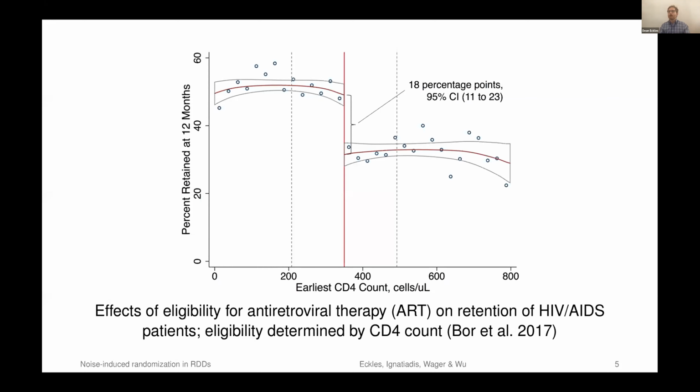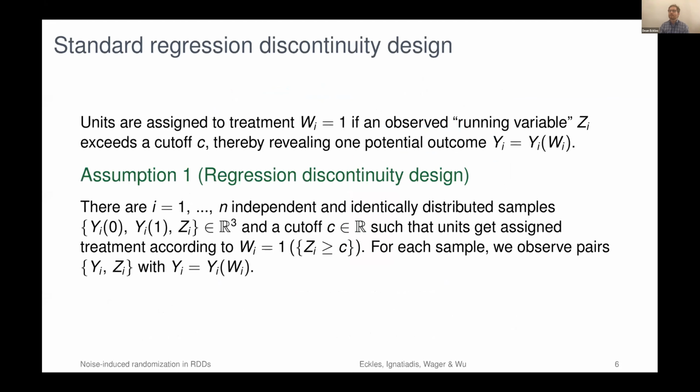So these designs have become quite common. So let's think about what the standard regression discontinuity design setup is. The idea is that units are assigned to some treatment that we'll denote with W, if an observed running variable Z_i exceeds some cutoff C. And there could be more complex versions of this, but we're going to think about just a single running variable exceeding some cutoff. And that thereby reveals one potential outcome, determined by whether they're on one side of this cutoff or the other. Okay. And so throughout, we're going to assume that we have IID samples of this running variable and the outcome, and that typically we also know where that cutoff is.